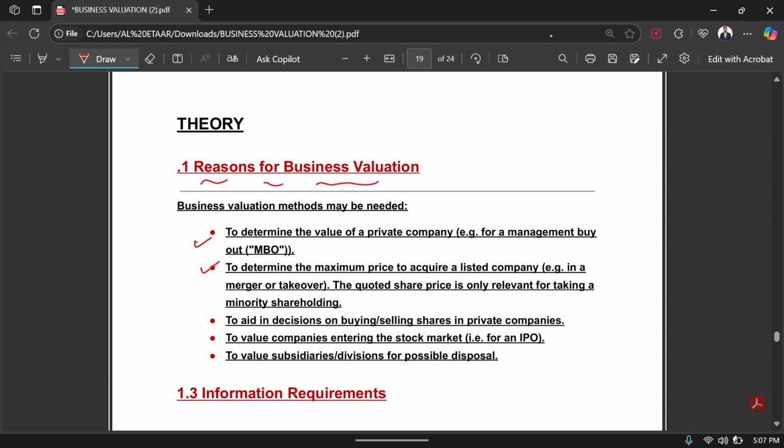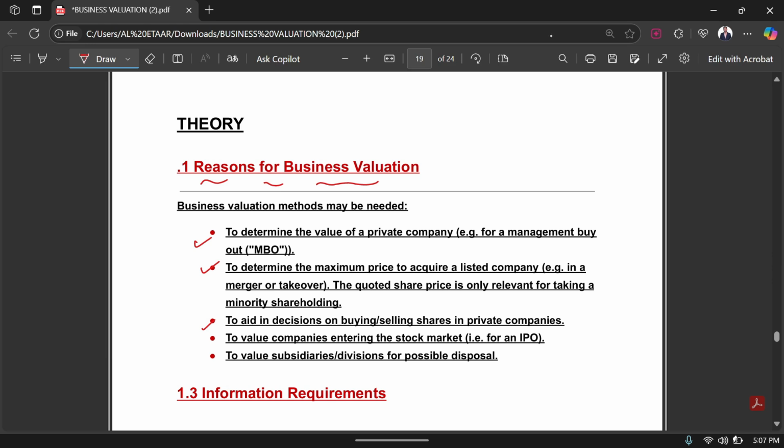The third one says to aid in decision on buying, selling shares in private companies. So yes, if you want to buy or sell shares in a private company, then it's going to help you in decision making if you have the proper valuation of the business. Okay. Then it says to value companies entering the stock market.